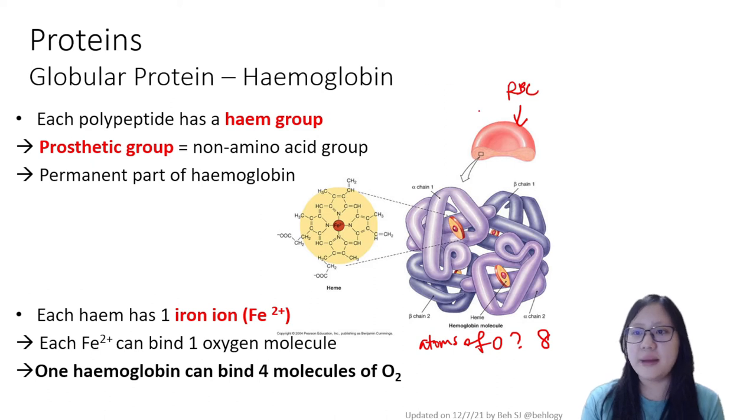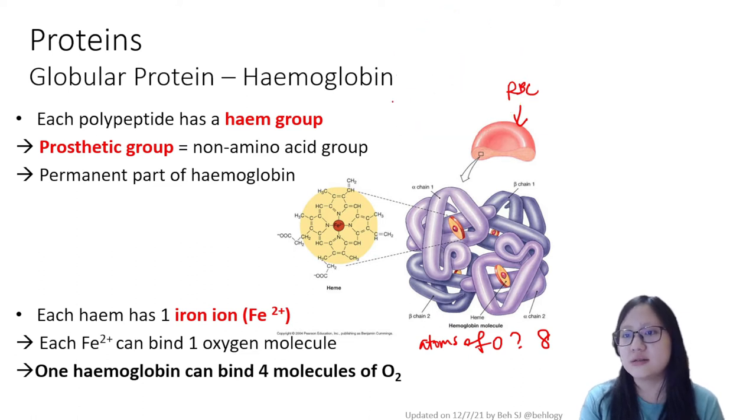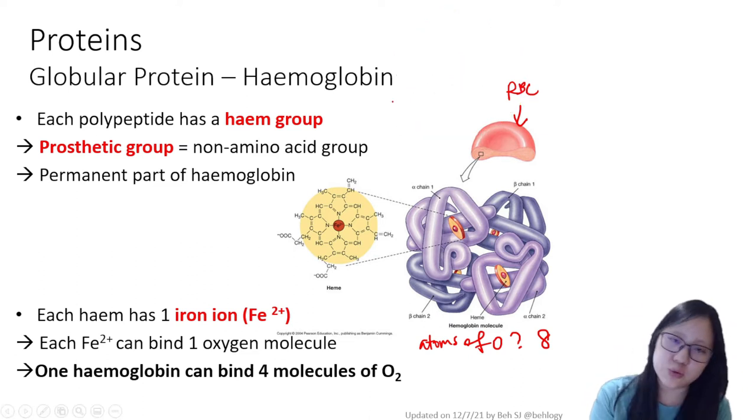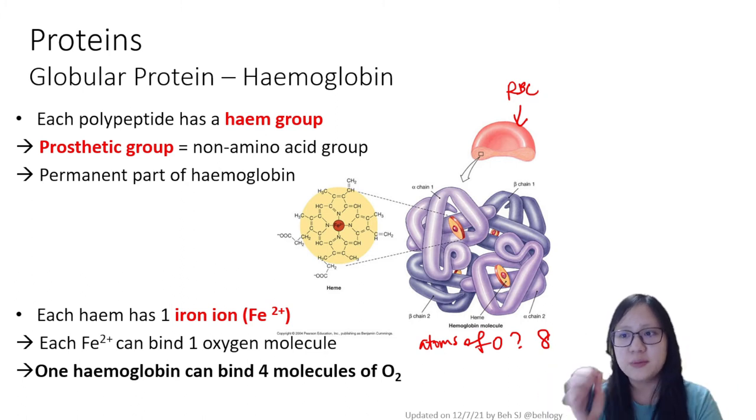There are many, many hemoglobin molecules inside it. A red blood cell is a cell. Hemoglobin is a protein. So you must make sure you know the difference. Red blood cell: cell. Hemoglobin: plenty in one red blood cell. Okay? Okay. Now that's globular protein.